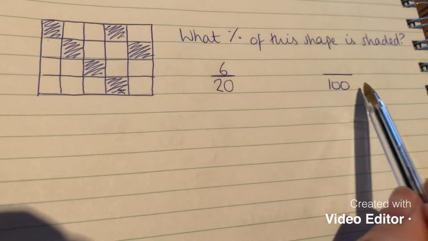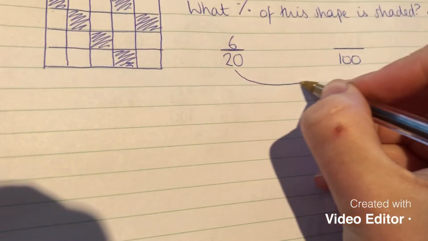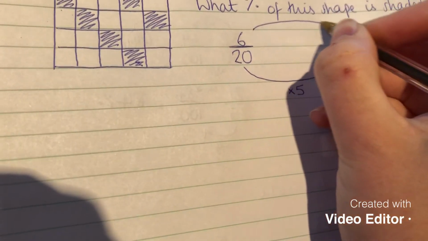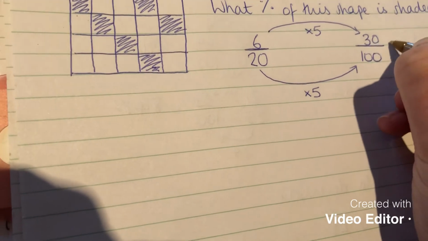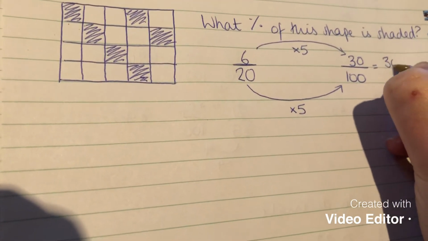But I now need to think about turning that into a percentage out of 100. So I'm thinking how many 20s go into 100, and I know that that is 5 lots. So I'm going to do the same thing to the top number, times it by 5, and that gives me 30, which means that I now know that the percentage that is shaded is 30%.